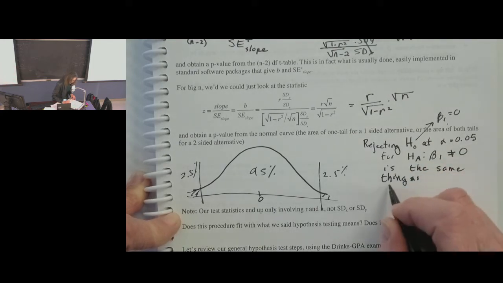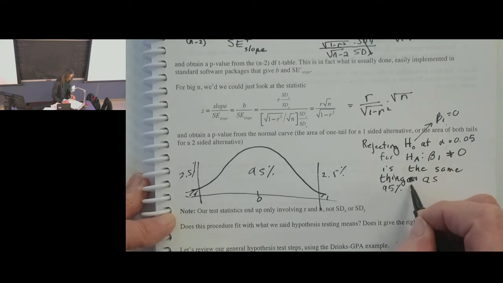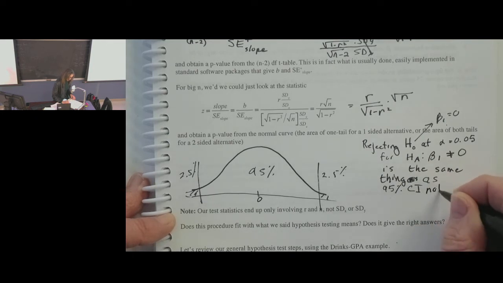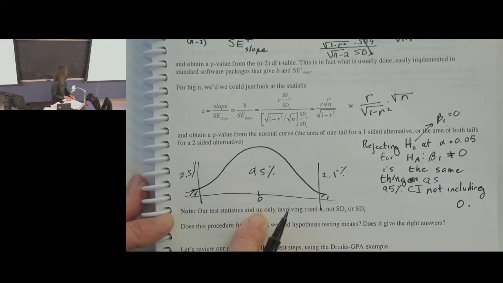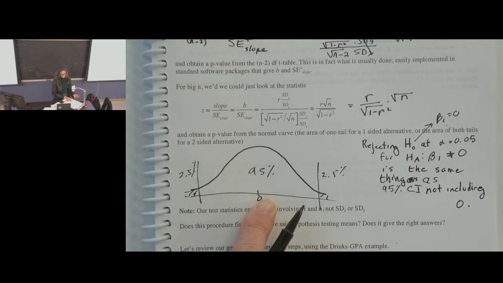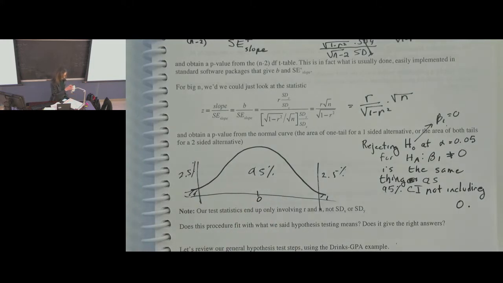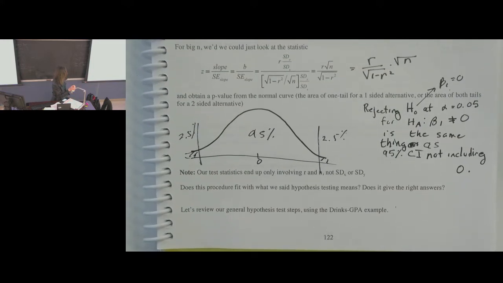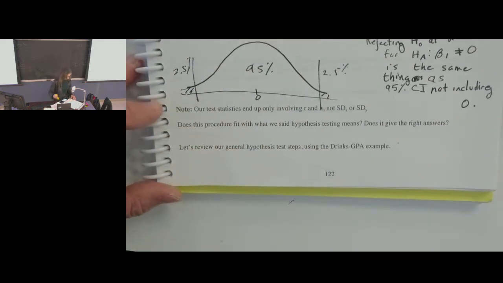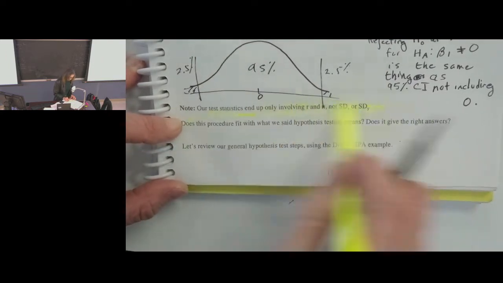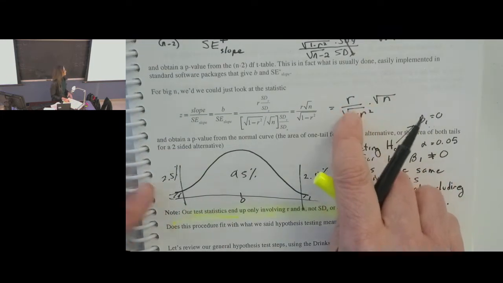Our null is at 0, right? So when we reject the null, that means we landed out here, and it means 0 is not in our confidence interval. Same thing. All right. So that's the idea. And this is the key point. Our test statistic ends up involving only r and n. That's very cool. Only r and n. And we don't have to even deal with those SDx and SDy. This is all we need.